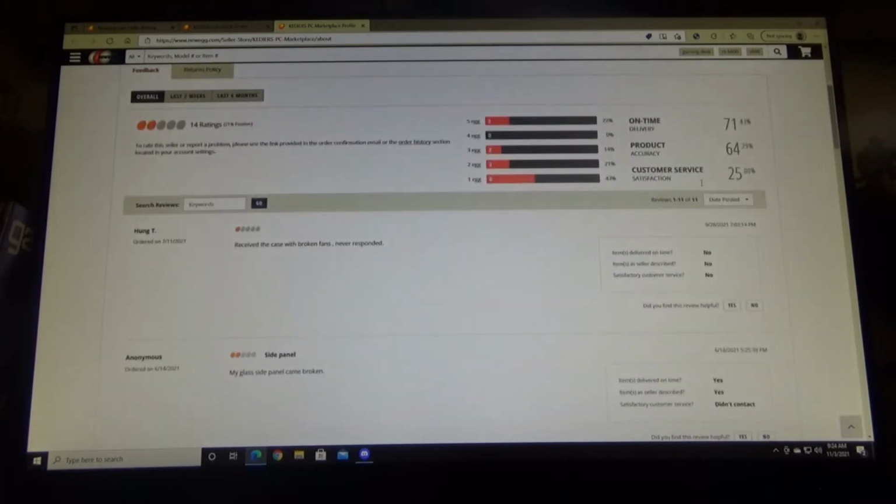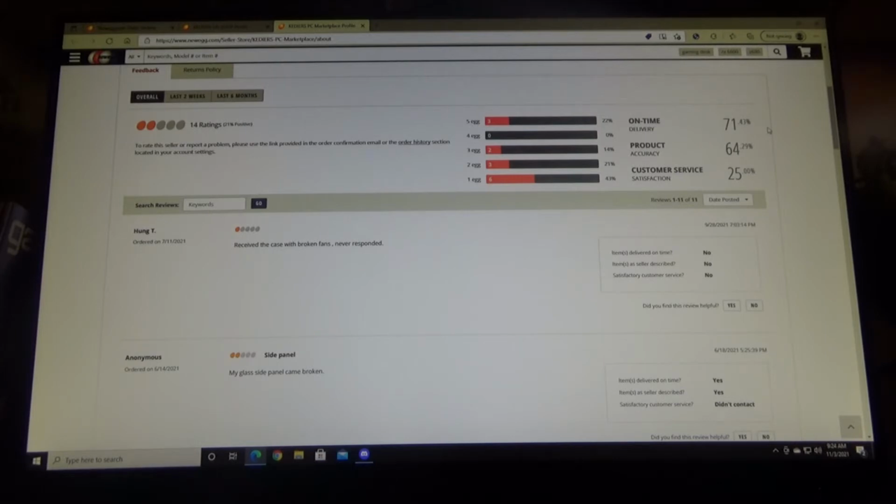So if we scroll down, we see that there are 14 ratings on here with a positivity of 21%. You can see that over on the left. Over on the right is where that big breakdown comes in. Customer service, 25%. Product accuracy, 64%. On-time delivery even comes in at a whopping 71%. And then you start getting into the comments.